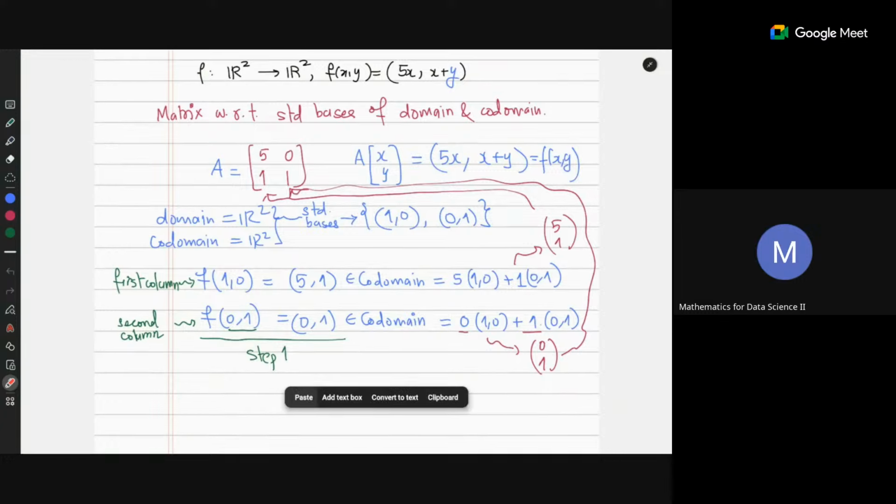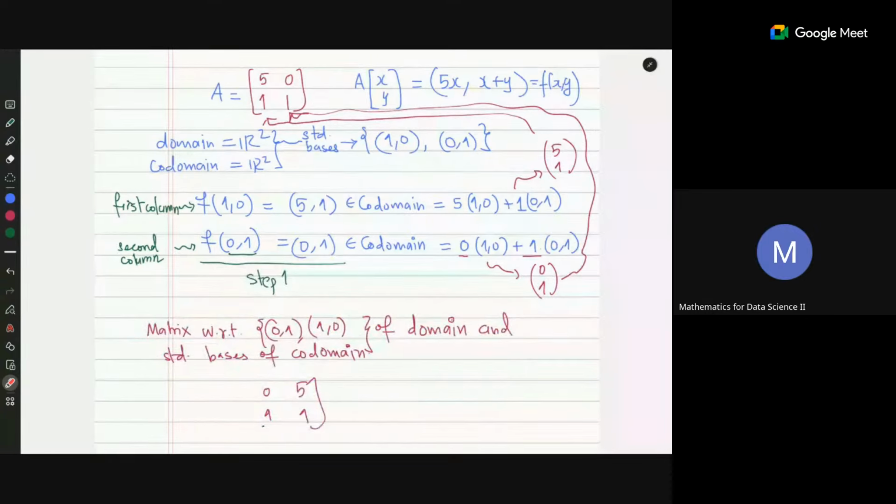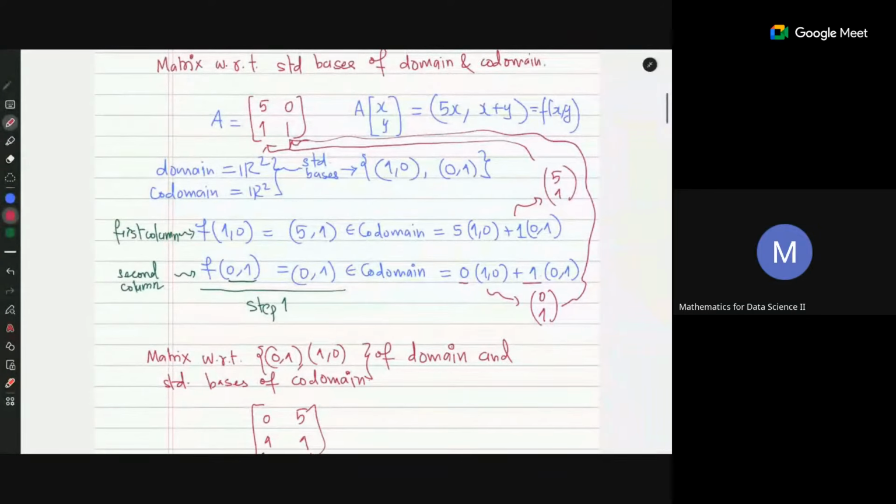Let's play a trick. Instead of taking the standard basis, whenever I say standard basis, that means the order is fixed. So instead of taking the standard basis, let me tweak it a little bit. Let me take the second vector of the standard basis first. Let me take this order of the basis from the standard basis. So then the matrix changes.